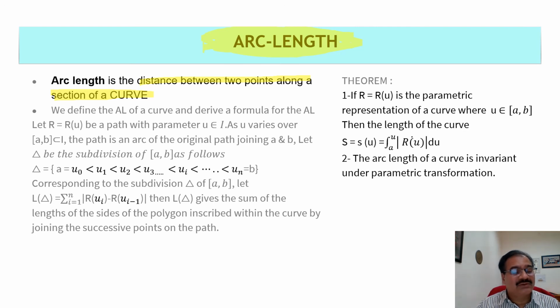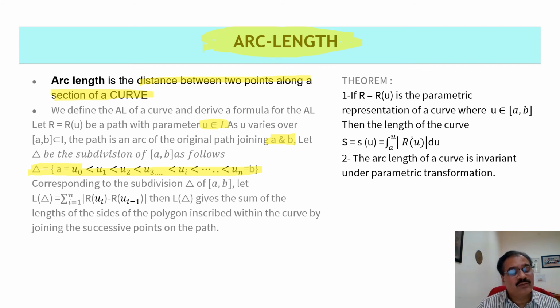For that purpose, let us consider r is equal to r(u) to be a path with parameter u belonging to I. As u varies over the closed interval AB contained in I, the path is an arc of the original path joining the points A and B. Let delta be a subdivision of AB as follows.